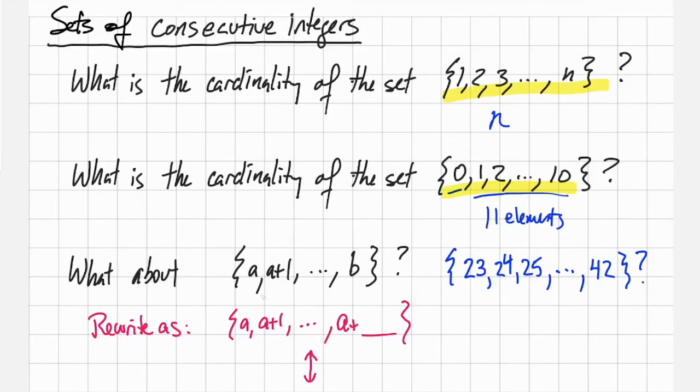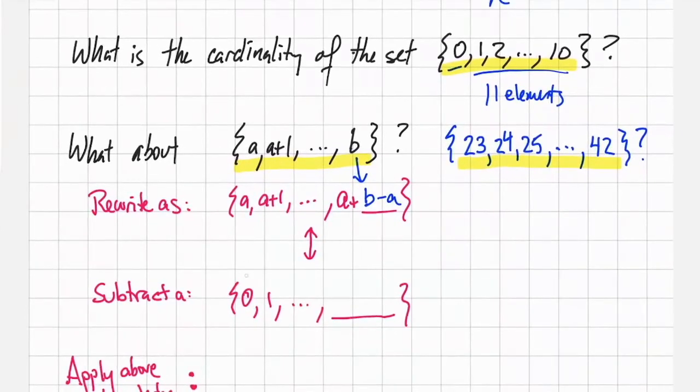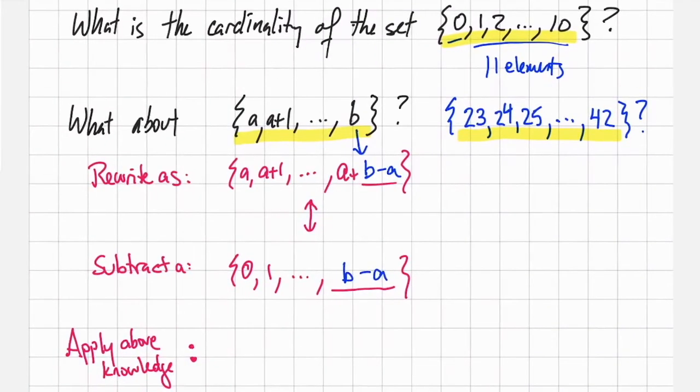Now what about the set a plus 1, a plus 2, all the way up to b? That includes any set of consecutive integers, not just ones that start with 0 or 1. One way we could count that is to rewrite this set as a plus 1, a plus 2, all the way up to a plus b minus a. If we subtract a from each of these elements, we get a minus a is 0, a plus 1 minus a is 1, all the way up to a plus b minus a is b minus a. And we learned above that the number of elements in this set is b minus a plus 1.